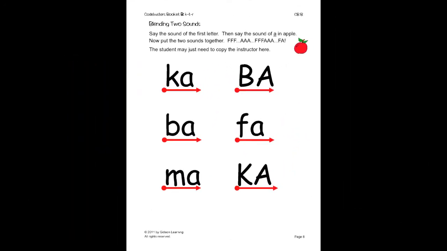This is the first place in Codebusters where the student learns to blend two sounds together. The student will likely need help with this or may just need to repeat after the instructor. This letter makes the sound K. Can you say K, K? This letter makes the sound A, as in apple. Can you say A? Now, let's put the two sounds together by saying K, A, Ka, Ka. Great!